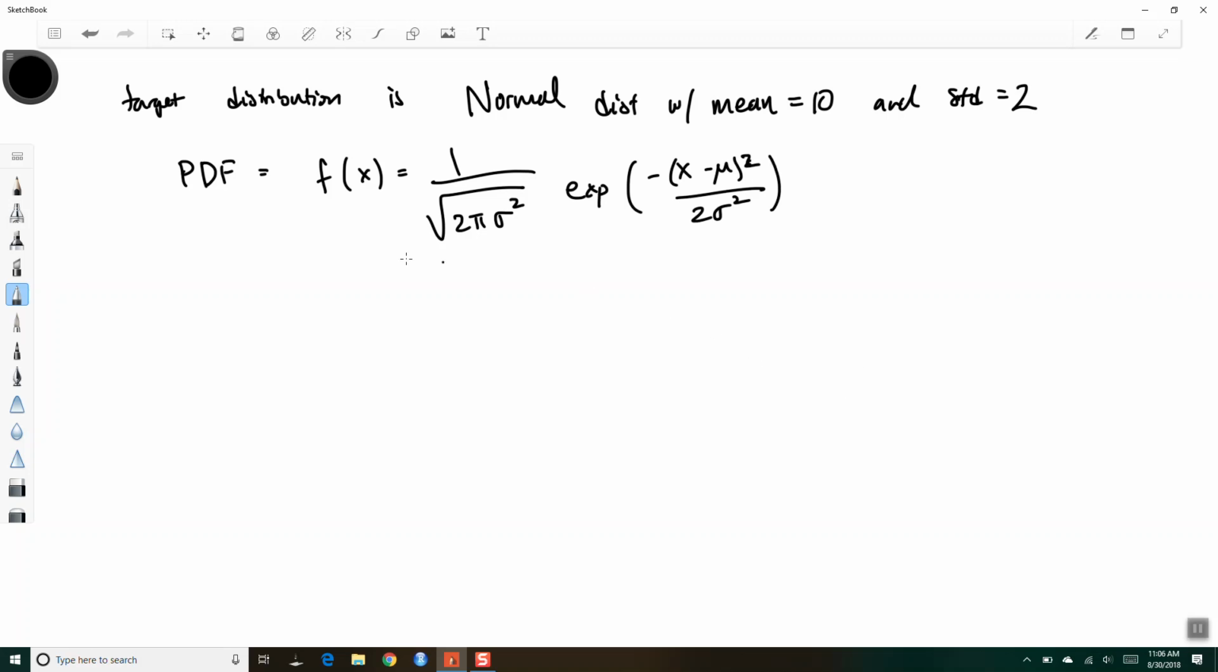So we can do that via R. We can just use dnorm for the density, right? dnorm of x, mean equals 10, standard deviation equals 2. We can do that, right?